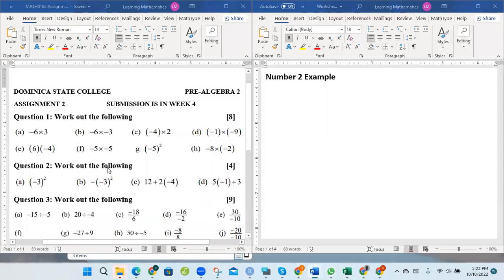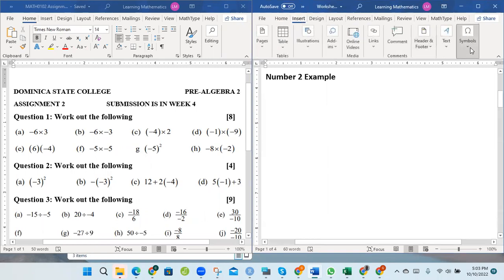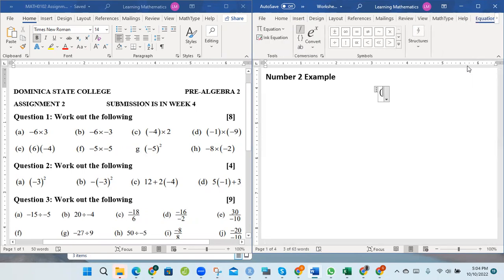Question number 2, work out the following. -3 squared. Let's do an example like this. So whilst I'm doing the example, repeat the same thing with the -3. So let us say you have -2 squared.